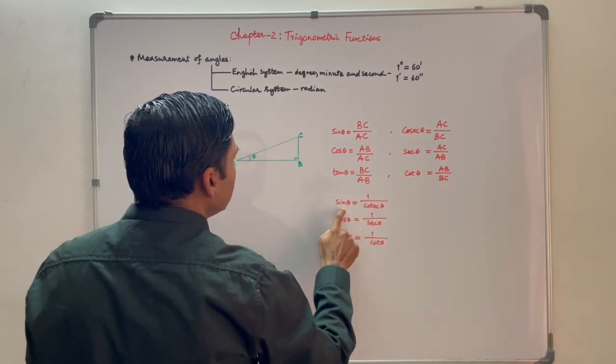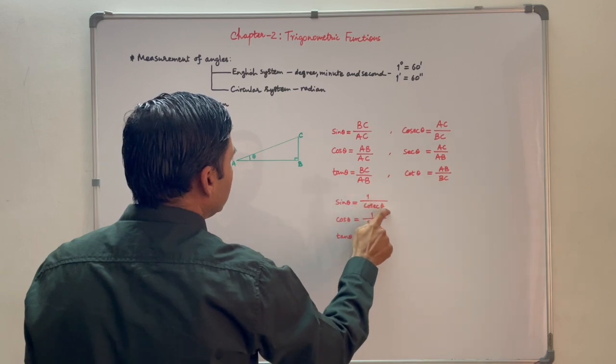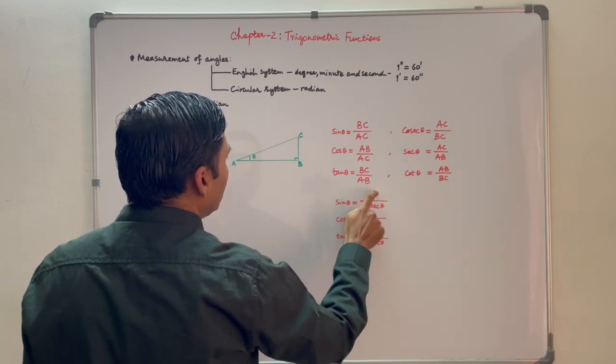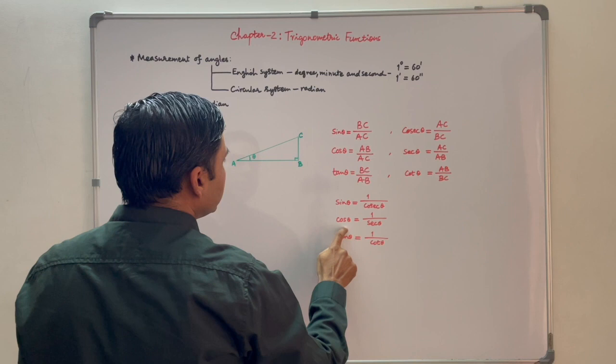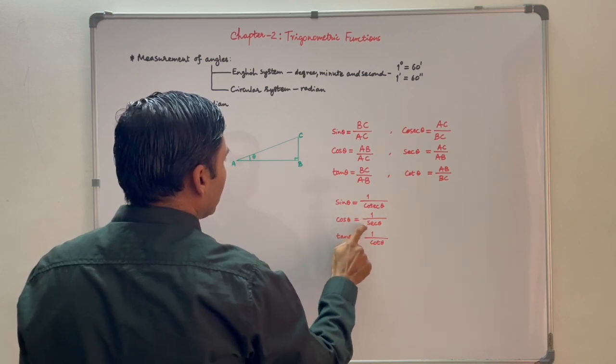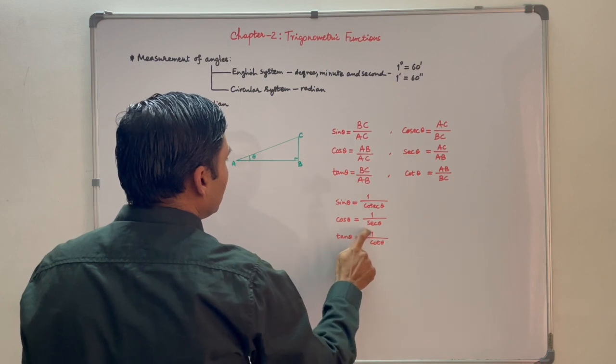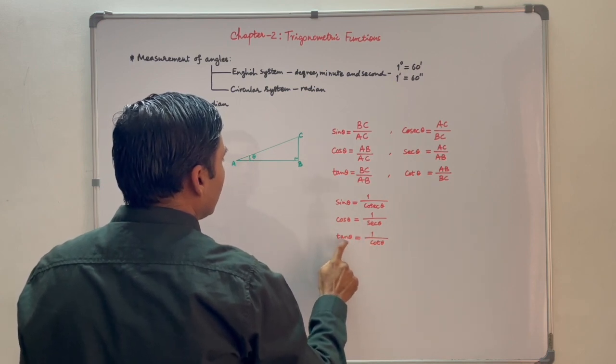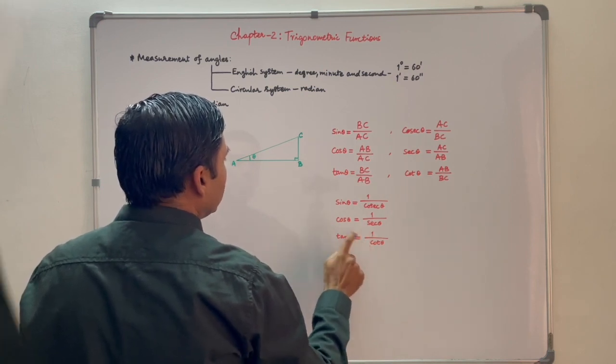That means sin theta is equal to 1 upon cosec theta, or cosec theta is equal to 1 upon sin theta. Cos theta is equal to 1 upon sec theta, or sec theta is equal to 1 upon cos theta. Tan theta is equal to 1 upon cot theta, or cot theta is equal to 1 upon tan theta.